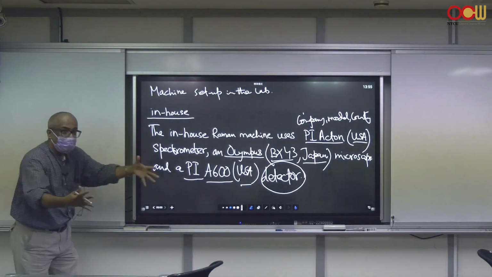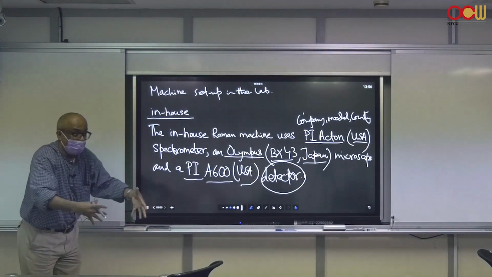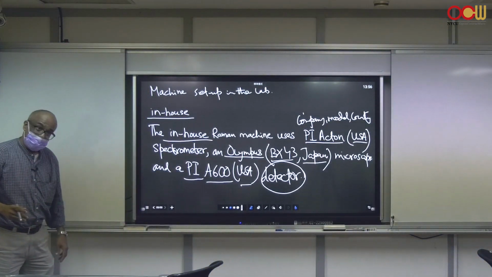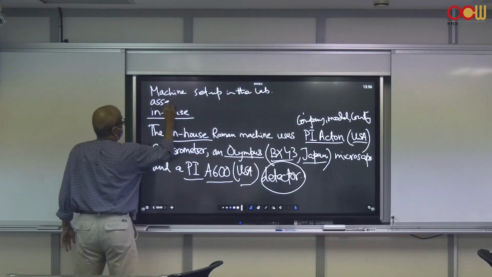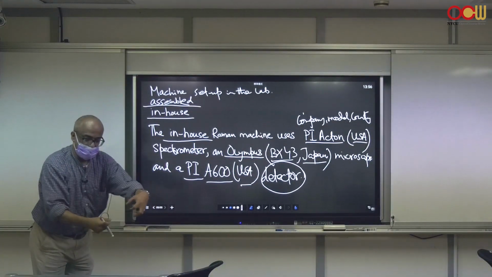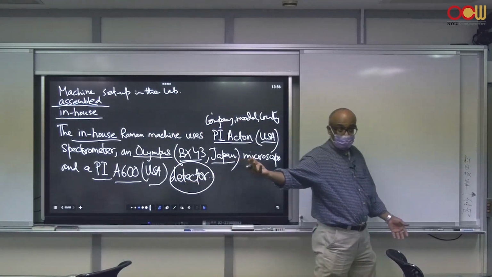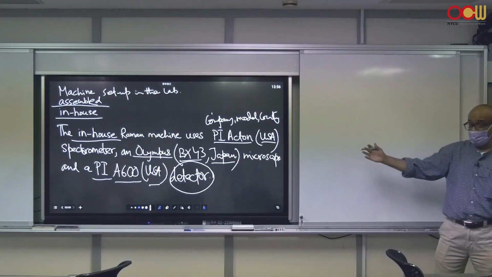And because you made it by yourself, it's not a fully made machine, so I say in-house. Or you can say assembled in-house, or assembled. That means you join them together, you connect them and make the machine. You need to talk to me. You have to ask me questions if you have any problem.